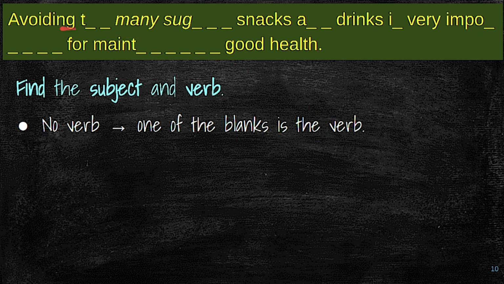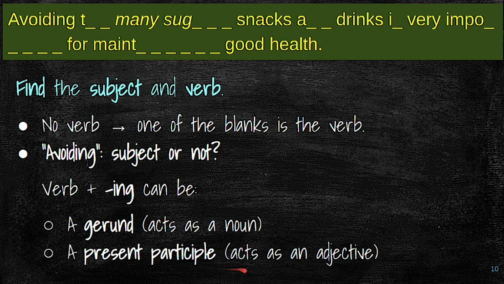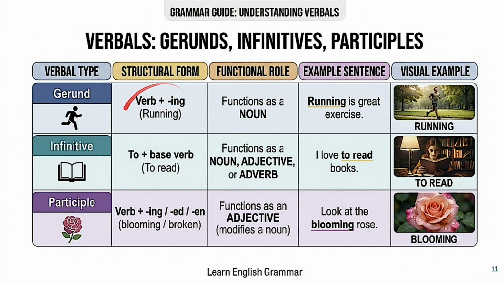Before solving the blank, let's review an important grammar point. The word avoiding is in the ing form. Do you remember what grammatical forms can use verb plus-ing? Verb plus ing form can function as either a gerund or a present participle.